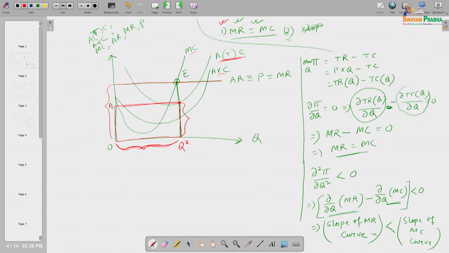Suppose this is point A, this is point B, and this is the P star point. So the rectangular area OQ star BA is the total cost of that producer. Alternatively, the area OQ star E P star is the total revenue. Why is that area total revenue? Because this is the price per unit he faces in the market, and this is the quantity he is selling. So this larger rectangular area is the total revenue. How much profit is he gaining? Total revenue minus cost, which is denoted by this blue shaded rectangular area representing his profit.